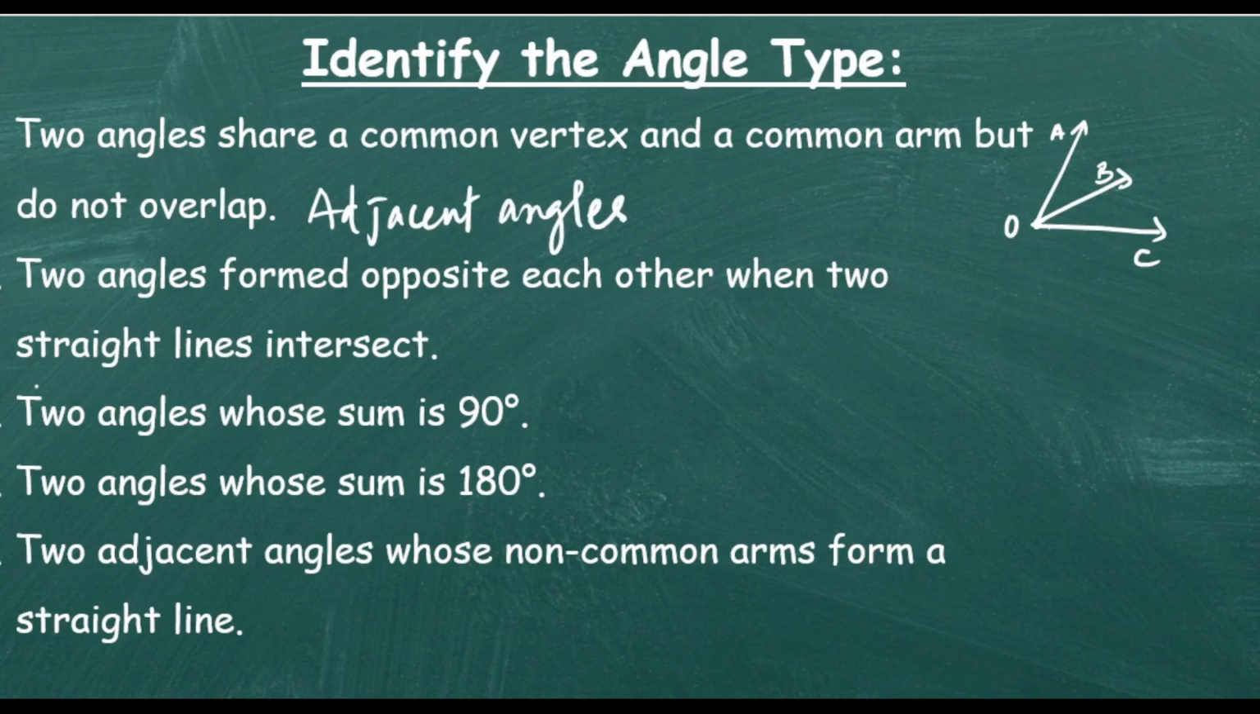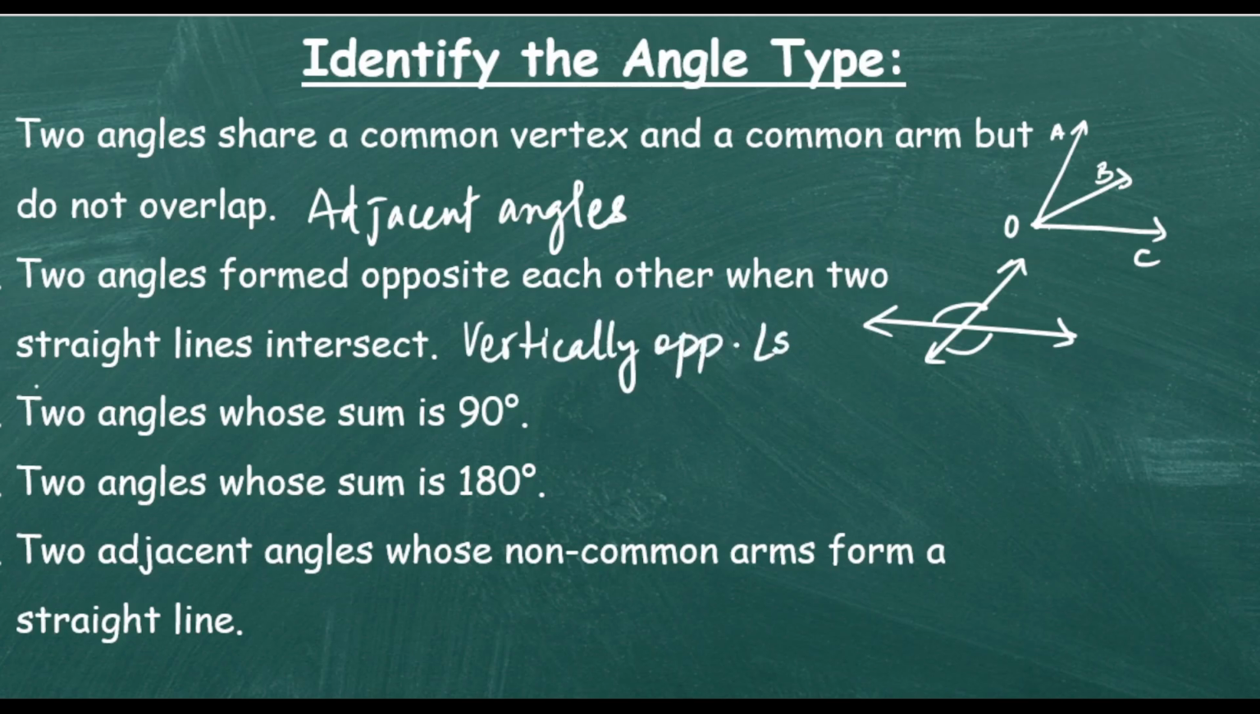Second, two angles form opposite each other when two straight lines intersect. If I have any two straight lines and they intersect each other, then these two angles are exactly formed opposite to each other. So these kinds of angles are called vertically opposite angles. I can write angles like this.